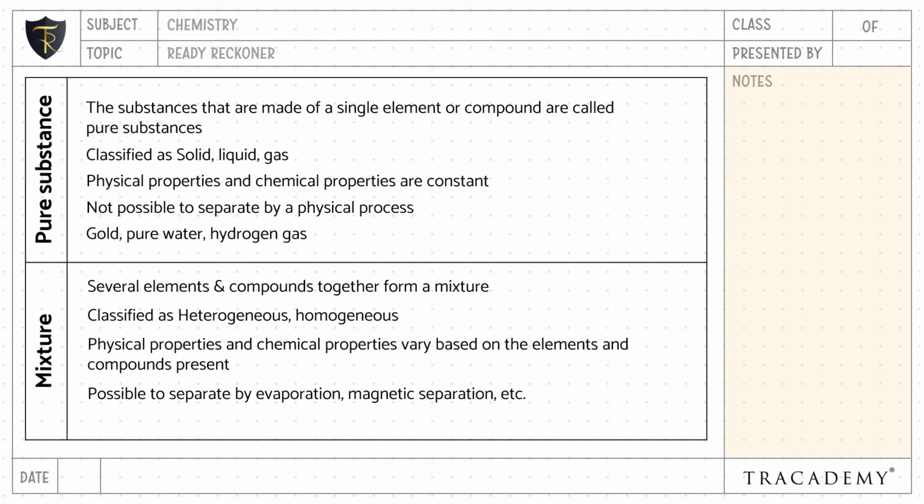Gold, water, hydrogen gas are some examples of pure substances, whereas oil and water, sand and sugar are examples of mixtures.